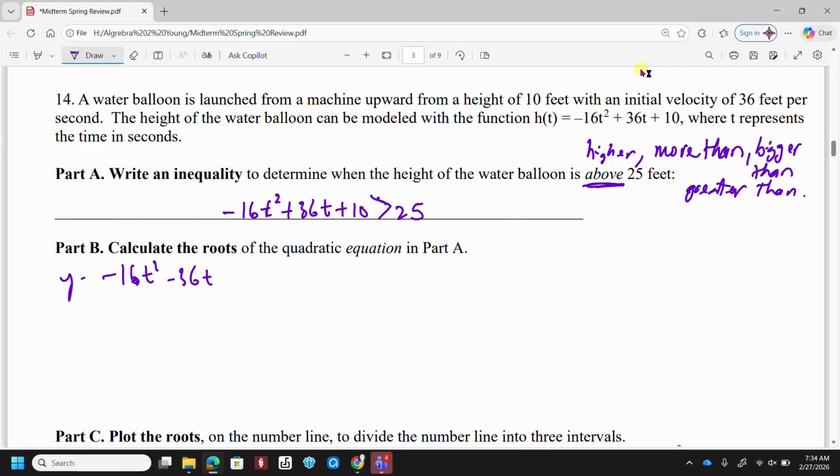So you're going to graph this. You're going to move the 15 to the left, then simplify it. So at the end, this is what you're going to graph: negative 16t squared plus 36t minus, this is over here, 25. So that's what you're going to graph.